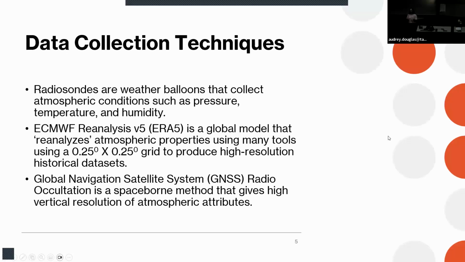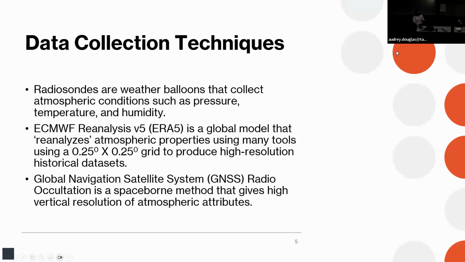So how are we looking at the PBL and the heights? The first one we're going to look at is radiosondes, which are weather balloons that collect atmospheric conditions such as pressure, temperature, and humidity. The only bad thing about radiosondes is they're only collecting data from one place. The United States is kind of the only area that sends up radiosondes daily. The National Weather Service is how we get most of our data, but it's not global, which is what we really need for climate purposes.